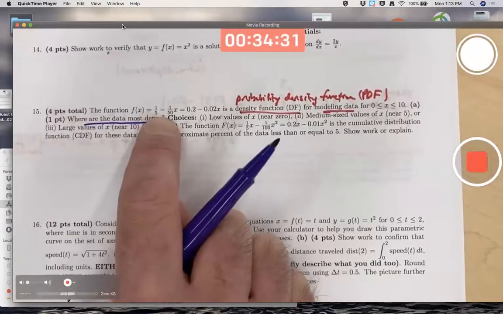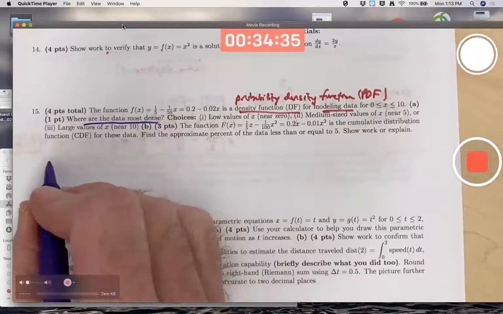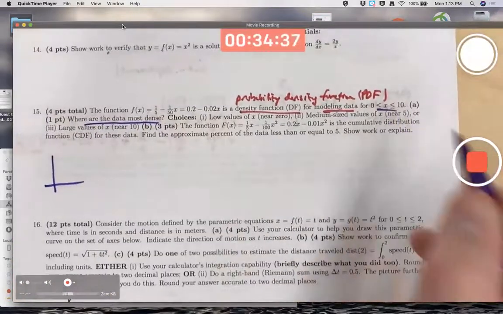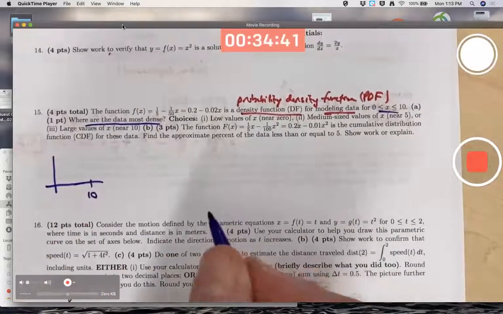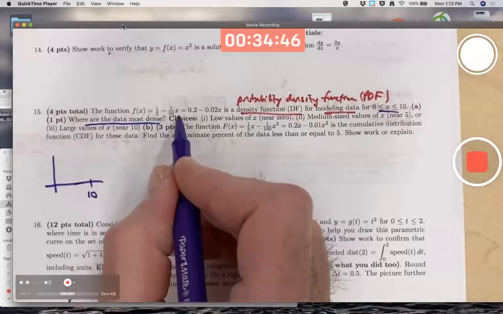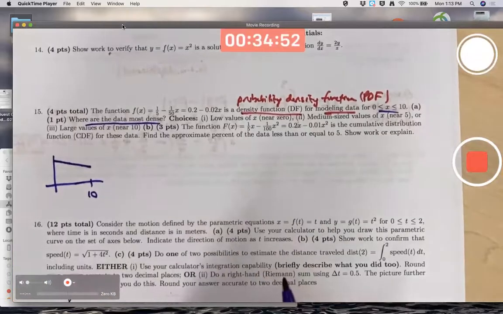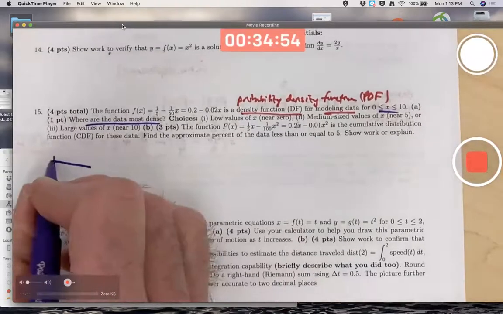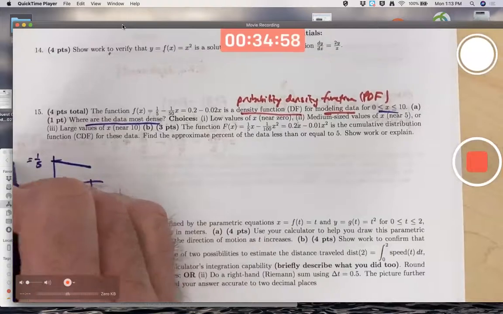If you graph this function, 1/5 minus 1/50th x, over the interval from 0 to 10, what does it look like? Well, it's a line with an intercept of 1/5 and a slope of negative 1/50th. Something like this, maybe. That's 1/5, 0.2.